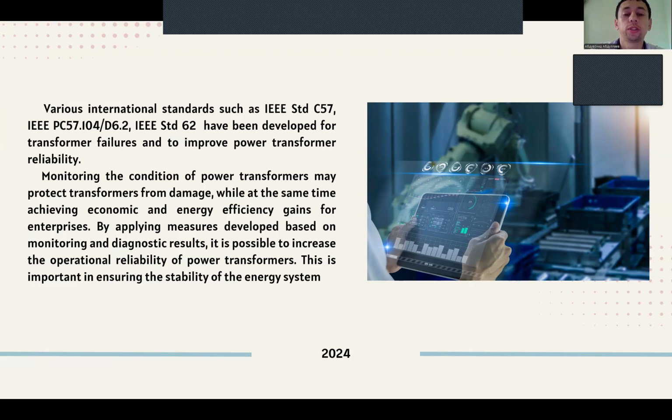Monitoring the condition of power transformers may protect transformers from damage while at the same time achieving economic and energy efficiency gains for the enterprise. By applying measures developed based on monitoring and diagnostic results, it is possible to increase the operational reliability of power transformers. This is important in ensuring the stability of the energy system.